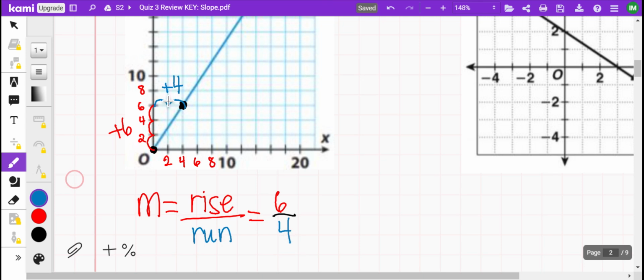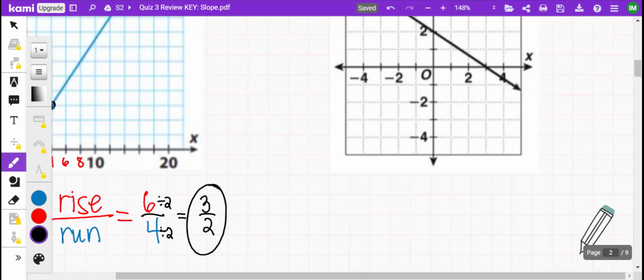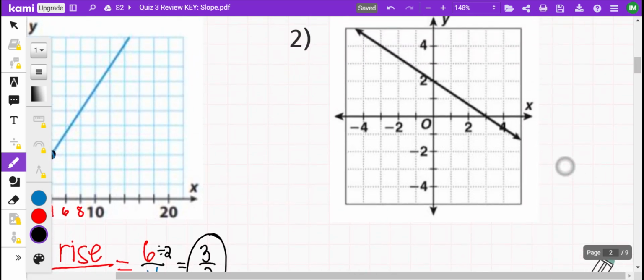And so don't forget, the reason why it's 4 and not 2 is because each of these spaces is actually 2. We're not going by ones here, okay? From there, I'm going to go ahead and simplify. 4 does not go into 6 evenly, but they are both even, so I know I can divide both of them by 2. And so my final answer is that my slope is 3 over 2. Okay. Moving on to number 2.